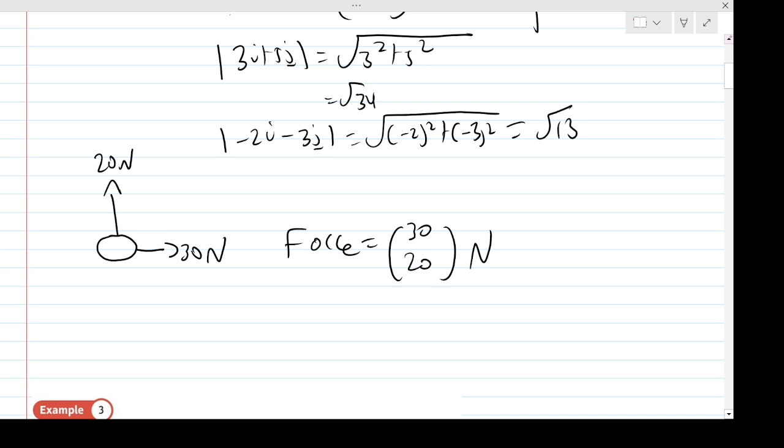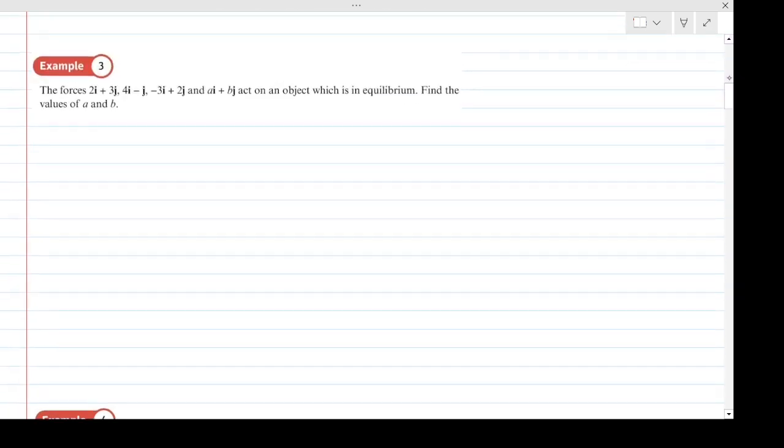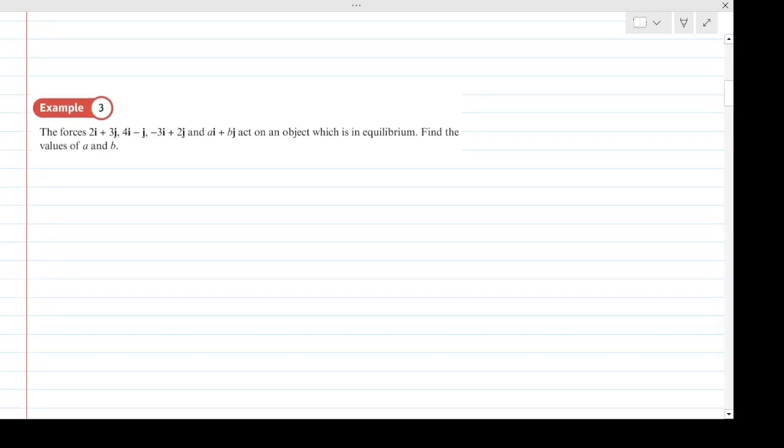Okay, right, so let's have a look at some examples. Here we're told the forces 2i + 3j, 4i - j and -3i + 2j, and this other vector ai + bj act on an object when it's in equilibrium. Find the values of a and b.